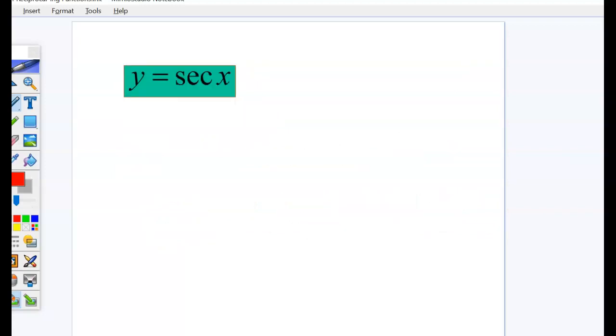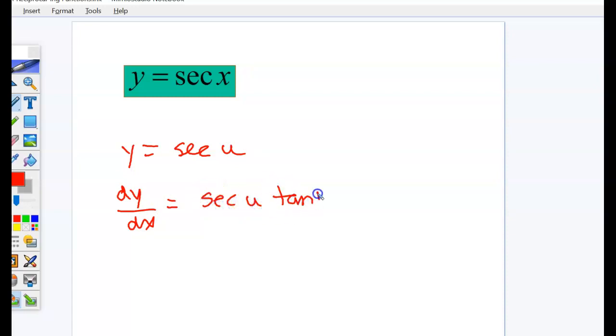All right, similarly, we could derive the derivative for secant x by writing it as 1 over cos and using the chain rule. I'll let you try that on your own, but basically if y equals secant u, and you wanted the derivative of y with respect to x, the derivative of secant is secant u tangent u times du/dx.